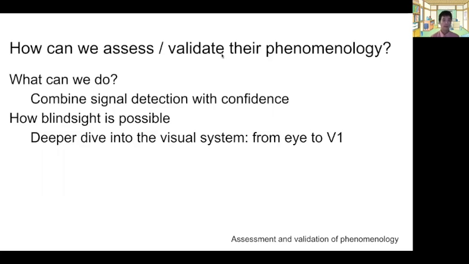And then second, we want to understand how it's possible that this kind of blindsight situation, a dissociation between localization and detection, is possible. And to explain that, we need a deeper dive into the visual system. I will explain the basics of the visual system from the eye to the primary visual cortex, or V1.